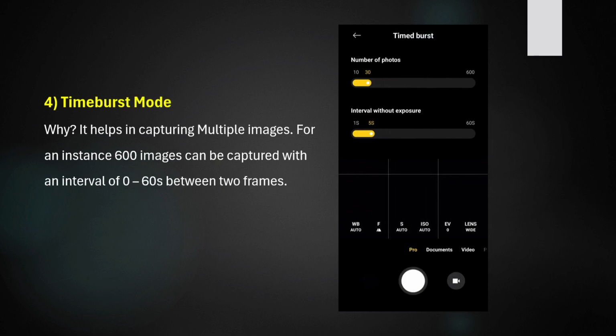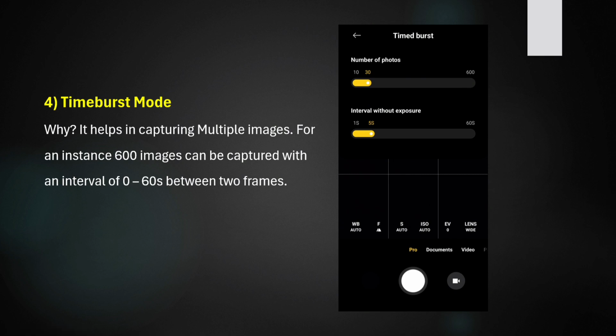And then we have the time burst mode. This is a better option to capture multiple images. You can see over here, by using the time burst mode, we can capture at least 10 images and maximum up to 600 images in one go. And the interval without exposure is from 1 second to 60 seconds. This time burst mode will allow you to capture multiple images.